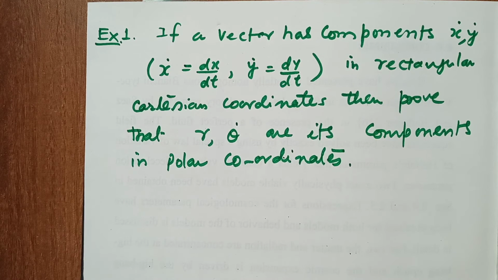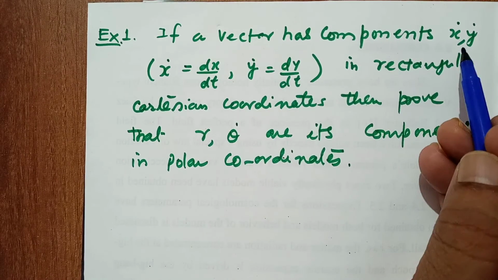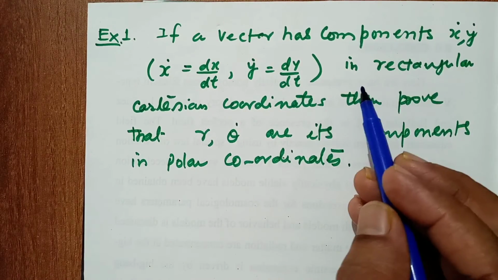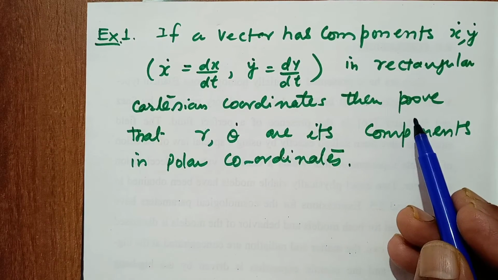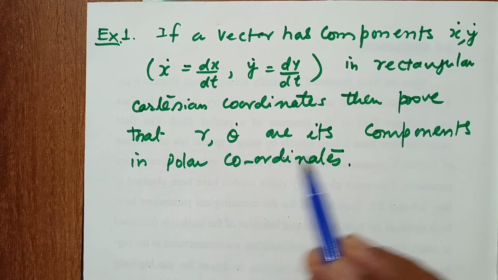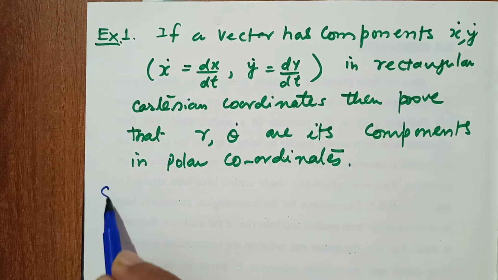Now some problems on contravariant vector. Let us suppose a vector has components x dot, y dot in rectangular Cartesian coordinates. Then prove that r dot, theta dot are its components in polar coordinates.